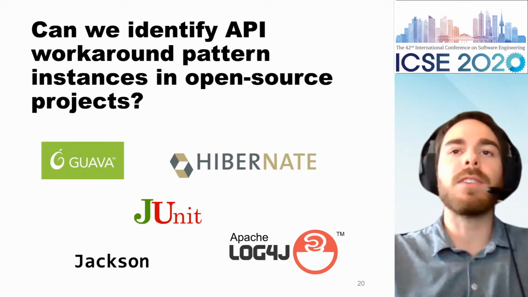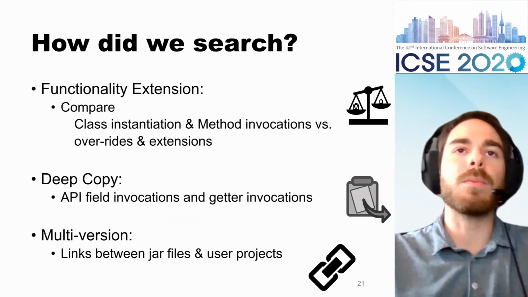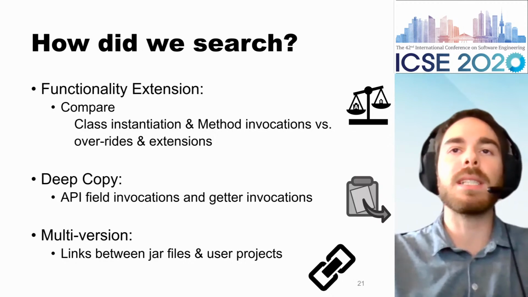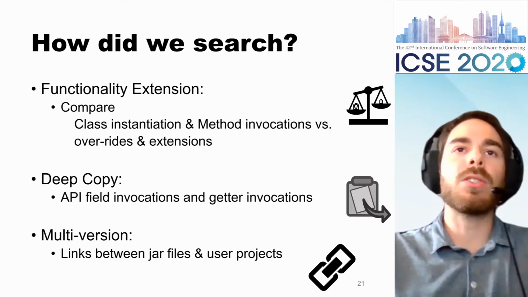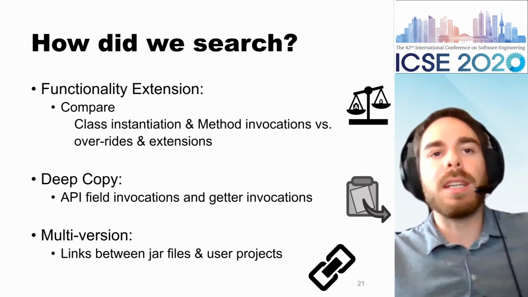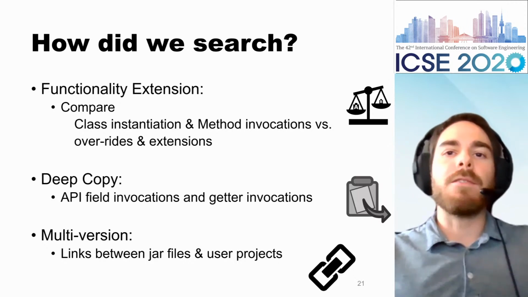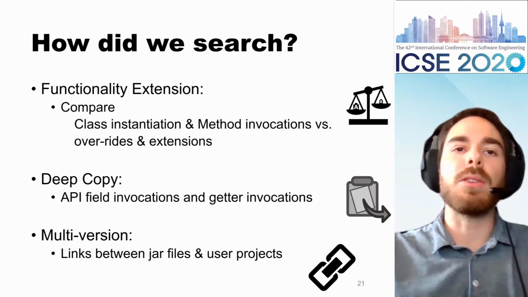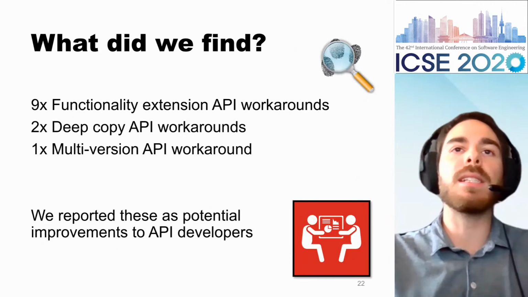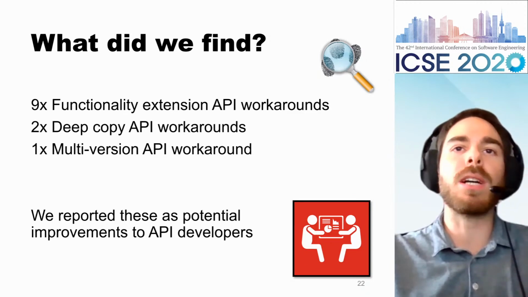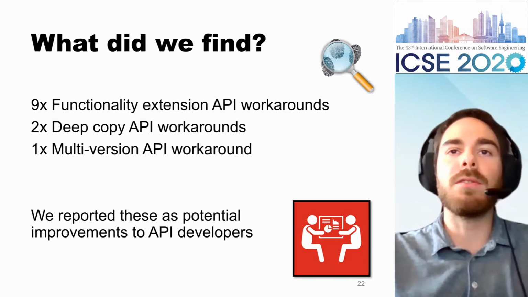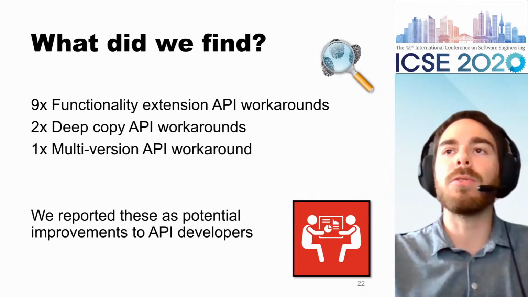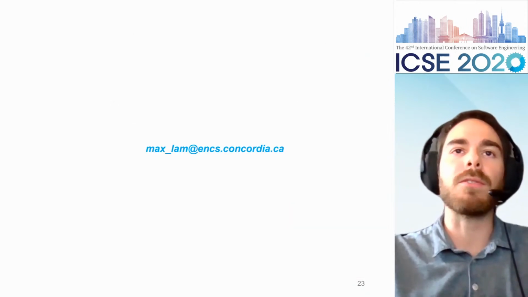So we looked at these 5 APIs, Guava, JUnit, Hibernate ORM, Log4j, and Jackson, and we created a tool to extract these actual patterns from these. We did it through multiple ways, but basically we look at overrides and extensions for functionality extension, and getter invocations for deep copy. And for multi-version, we look at whether multiple jars are being used for one project. And we found 9 instances of functionality extension, 2 deep copy API workarounds and one multi-version API workaround. We reported these as potential improvements to API developers, and we got pretty good feedback from them.